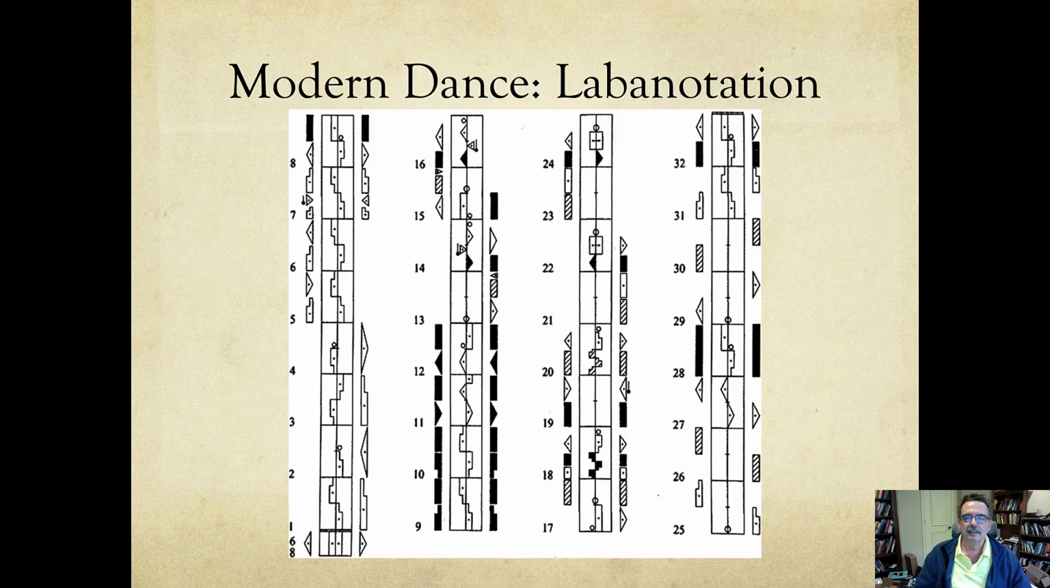Now, modern dance. Rudolf Laban created a thing called Labanotation, and this is a more modern incarnation of what you just saw. And so Labanotation is a very interesting notation for representing dance over time, and as such a model, a temporal model that represents dance.